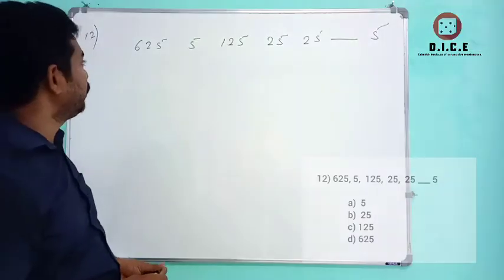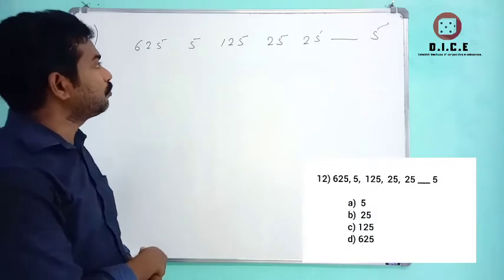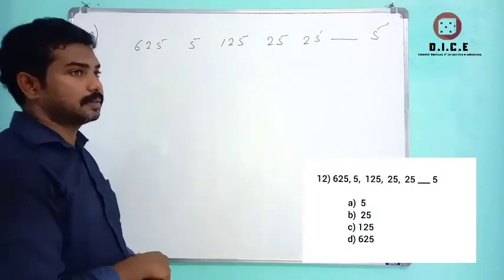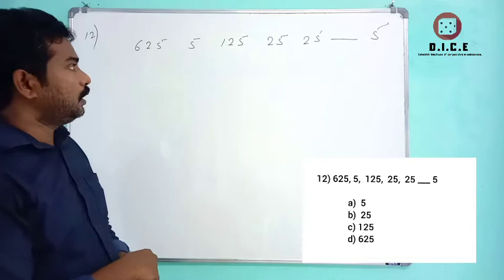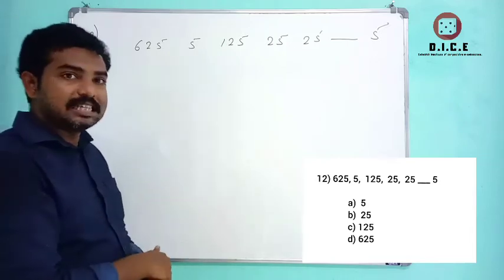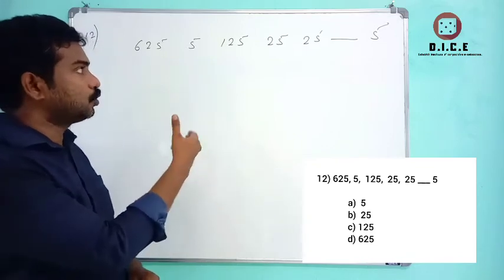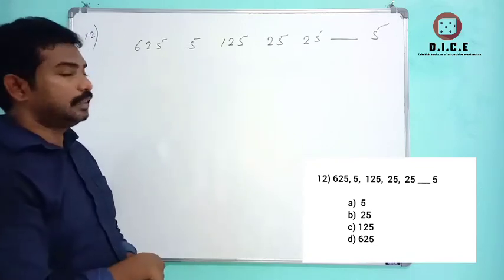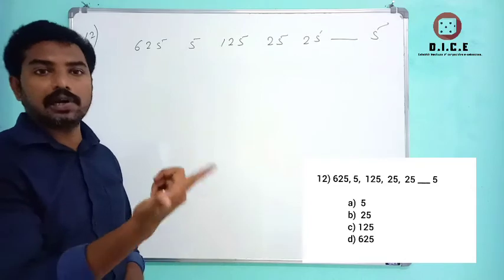See the question number 12 here: 625, 5, 125, 25, 25 dash 5 is asked. So the only idea to solve this question, see, when the numbers are in the case of zigzagging or the numbers are very near numbers, then it's the case of either logic or alternative series.